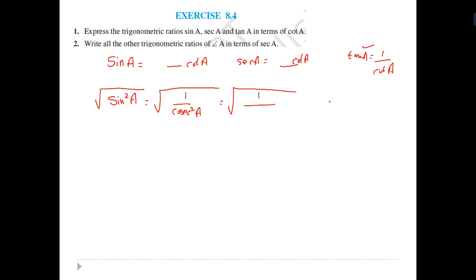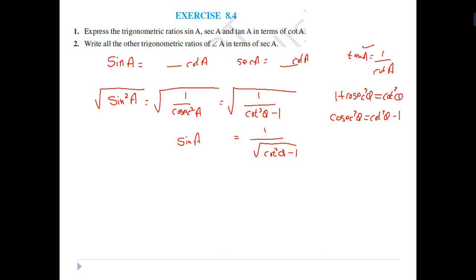Now cosec means what? We know that 1 plus cosec square theta is equal to cot square theta. So cosec square theta is equal to cot square theta minus 1. So I write it here, cot square theta minus 1. If we remove the root, we can get the answer: sin A in the form of 1 upon under root cot square A minus 1.